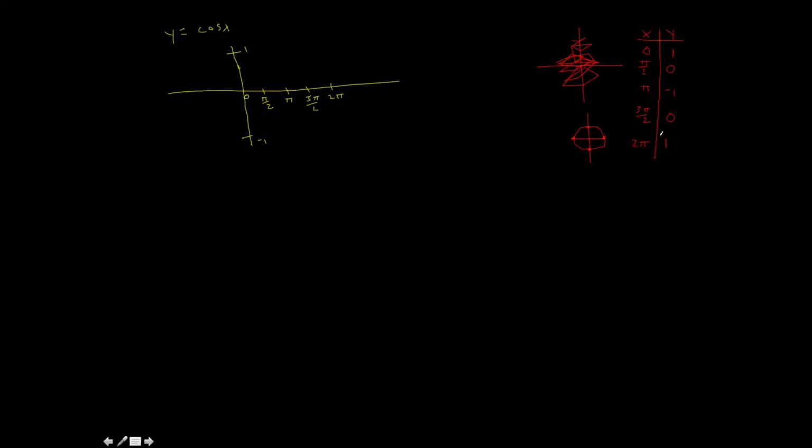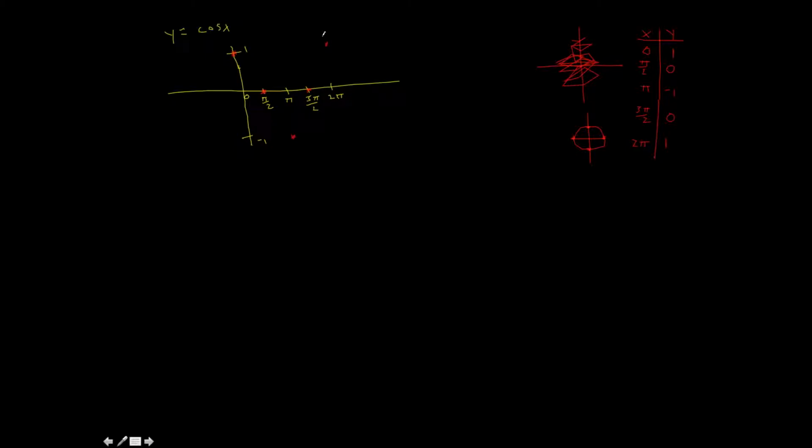So you can make yourself a t-chart and do it like that and then transfer it to the graph. So 0, 1, pi over 2, 0, pi, -1, 3 pi over 2, 0, 2 pi, 1.